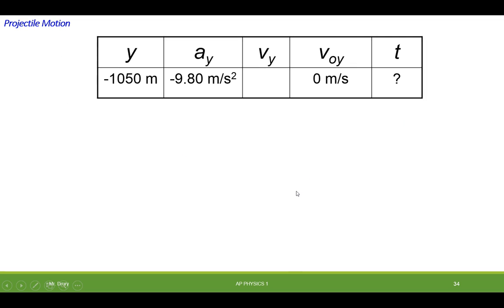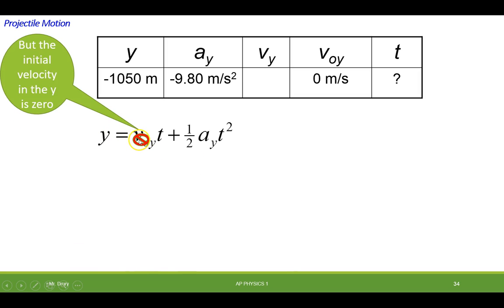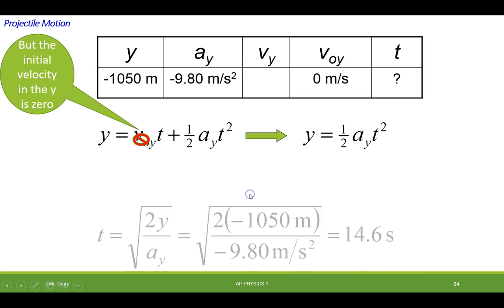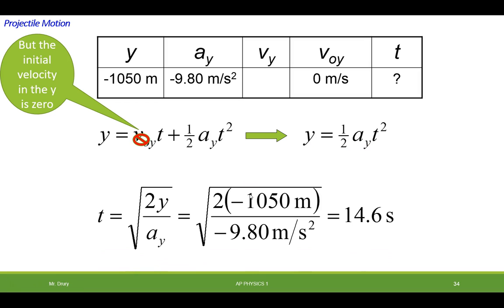All right, so now we're going to be solving for the time it takes to hit the ground. The initial velocity is 0, so that part of the equation drops out. We're left with just this part of the equation, and solve for t. It comes out to be 14.6 seconds. Notice that two negatives cancel out, the one on the top and one on the bottom. If we would have counted this as being positive and this as being positive, in other words, counting down as positive, these two would have been positive, and it would have still come out to be 14.6 seconds.